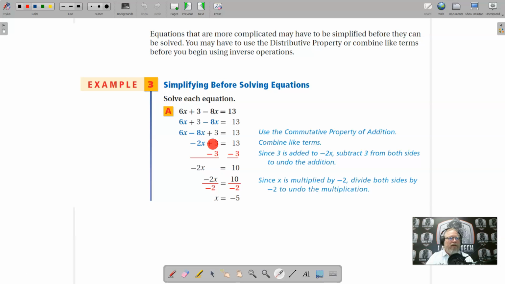Now let's deal with the positive 3 by subtracting 3. What we do to one side, we do to the other. 3's cancel each other, leaving us with just negative 2x on the left. 13 minus 3 is 10. We now have negative 2x equals 10.